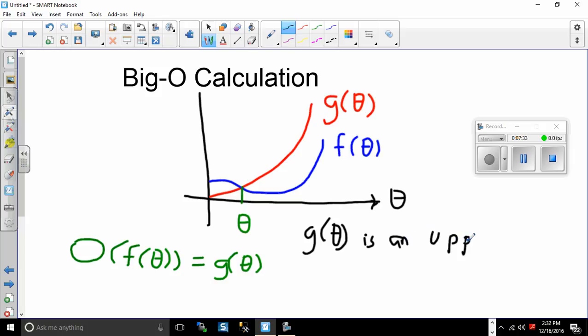Now you may ask yourself, well, is this upper bound unique? Well, with big O, one of the purposes of big O notation is to establish the uniqueness of this upper bound. It turns out that g of theta is actually a least upper bound.